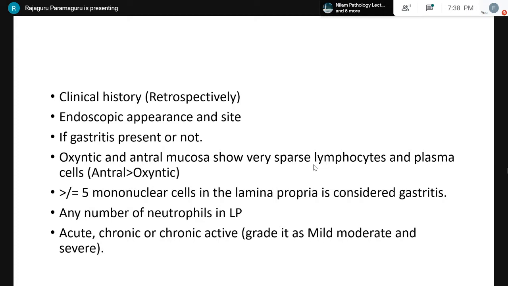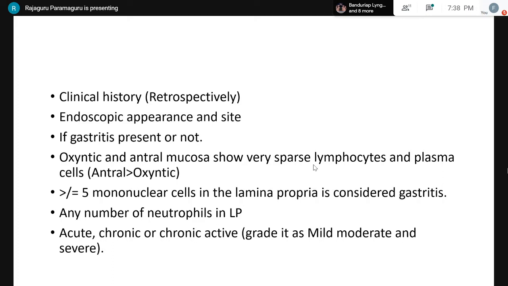Then there is the endoscopic appearance and the site. Certainly it will be important in particular disease conditions where the biopsy has been taken from. And the appearance also is very important. Most of the time we don't get to see the endoscopic picture. So you can request your clinical colleagues to send the endoscopic picture, or always refer to the patient's file, because most of the endoscopy reports are attached with a colored photograph of the endoscopic picture. So you can always view that.